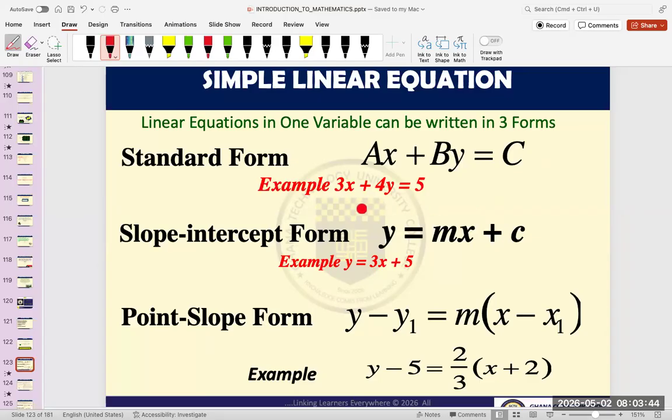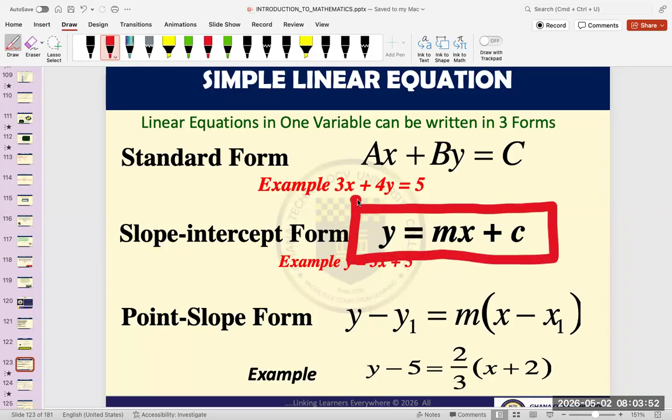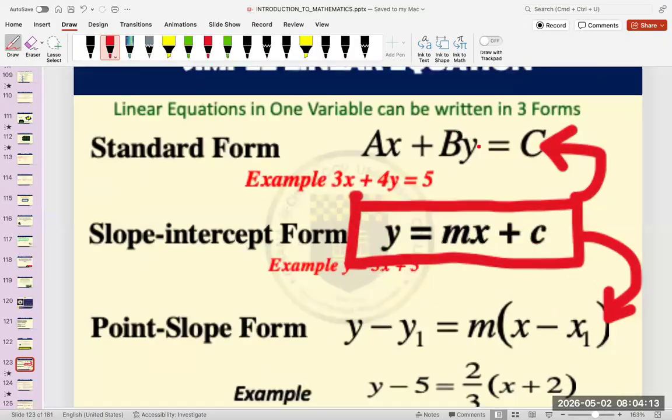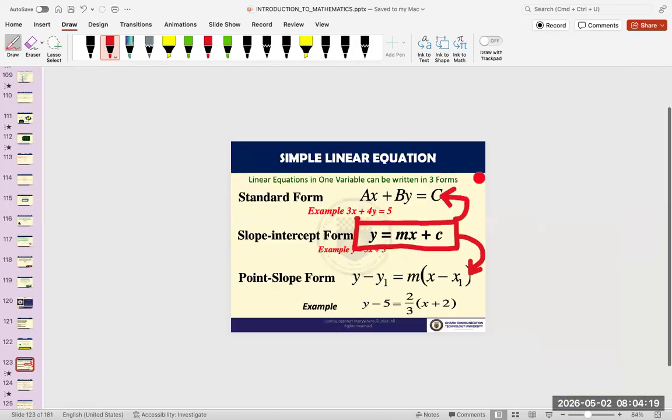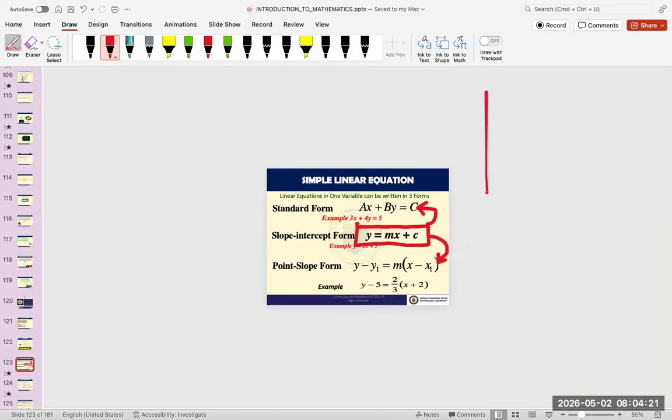So today we want to learn how to use this one, slope intercept form, which can be changed. I proved it last week that you could change this one to become this, or you could change this one to become that. Now, the reason why the slope intercept form is popular is that when you draw a line, you can see all four variables showing: the y, the m, the x, and the c.